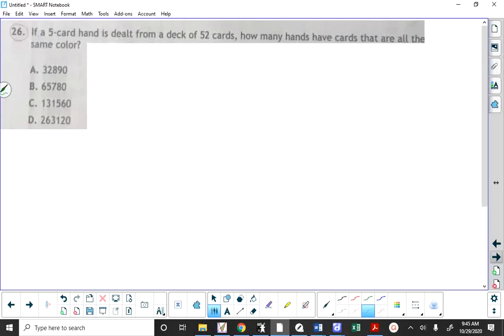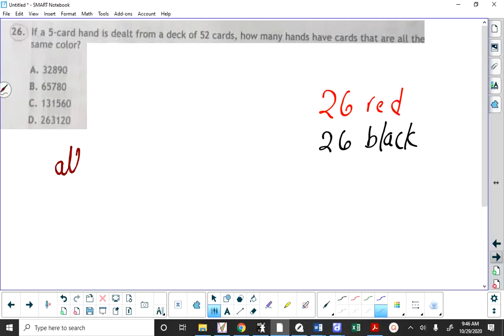Number 26 is a question which you can easily overthink. You do need to have some knowledge of the structure of a deck of cards. In a standard deck of playing cards, half of the cards are red and half of the cards are black. There are 26 red cards and there are 26 black cards. And the question is, if you're going to be dealt 5 cards randomly out of the deck of cards, how many possible hands will have cards that are all the same color? Well, they could be all red or all black.